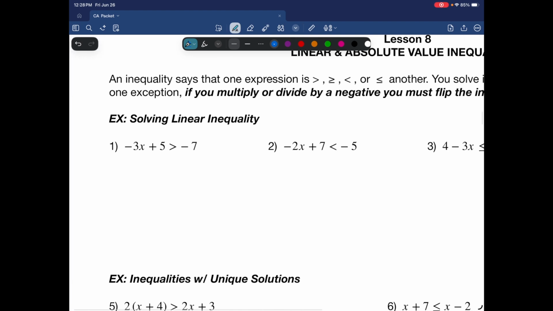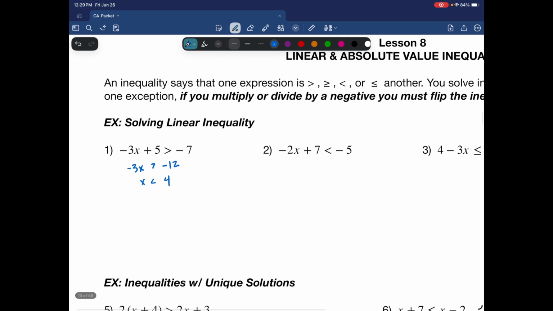Okay, so like normal, we're going to solve this thing. So we got negative 3x. We're going to subtract the 5 to the other side, and that's going to give us negative 12. When I divide by the negative 3, that's going to force me to flip that inequality. So you got x is less than positive 4.